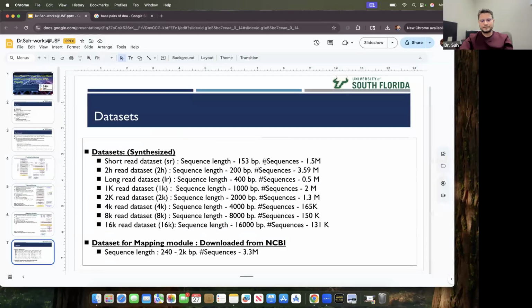So I have a whole different range of DNA lengths for the training. It starts with 153, which is very short, up to 16,000 base pairs, which is really, really long. And for all those sequences, I have downloaded a human genome sequence, a reference genome, from the NCBI, and then I synthesized all these different data sets.